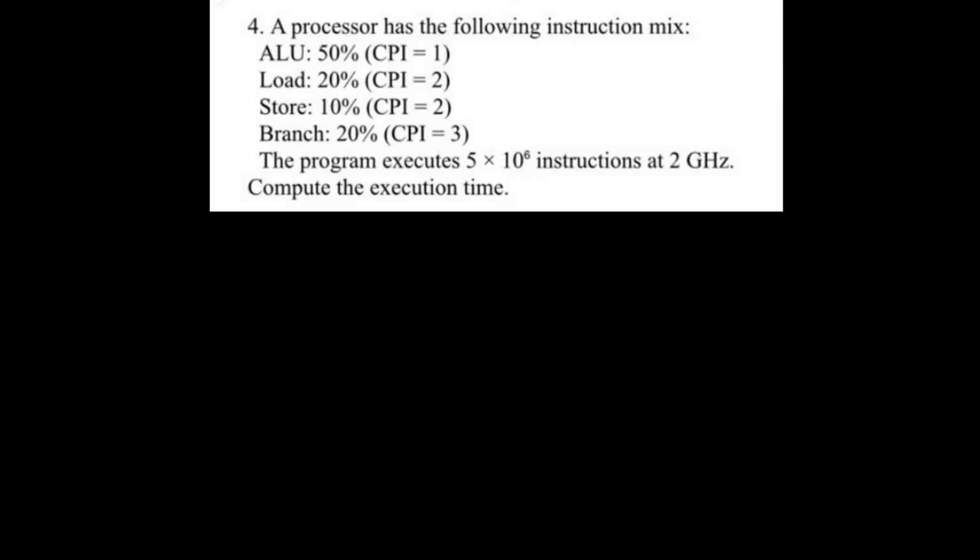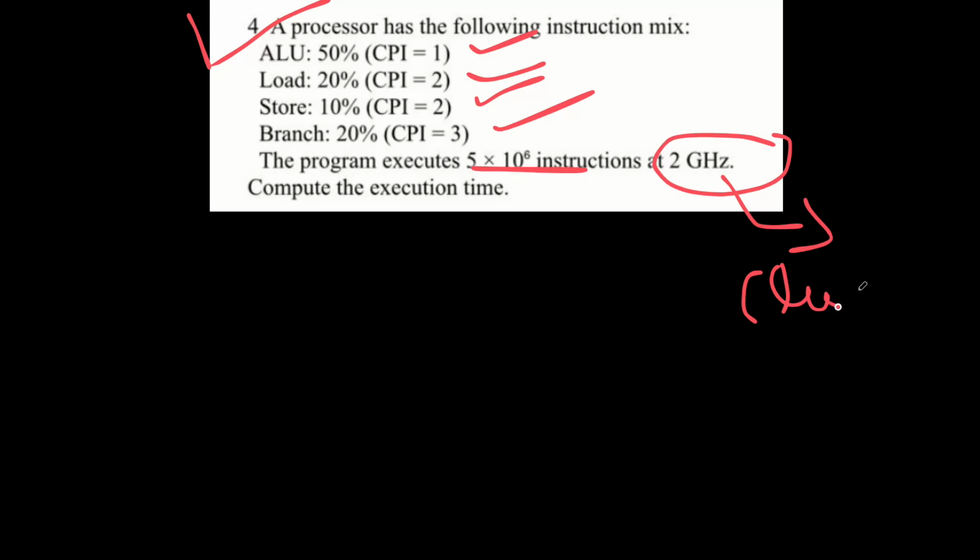Okay. Now let's do question number 4. A processor has the following instruction mix: ALU 50%, CPI is equal to 1; load 20%, CPI is equal to 2; store 10%, CPI is equal to 2; branch 20%, CPI is equal to 3. The program executes this many instructions at 2 gigahertz, which is the clock frequency.